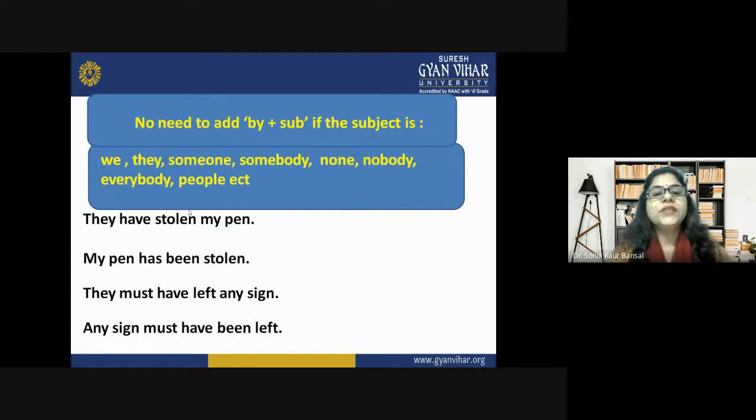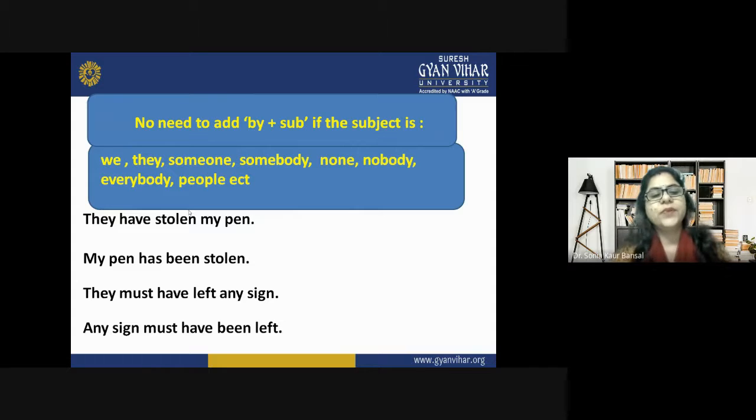Now, here, there is no need to add by plus subject if the subject is, as I have been telling you earlier also, we, they, someone, somebody, none, nobody, everybody, people, etc. If you see these types of words in the subject, then there will be no need to add by plus subject. That means we do not need the prepositional phrase in the passive voice. It is well understood on its own.